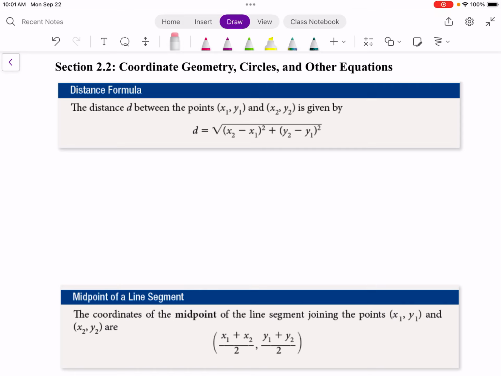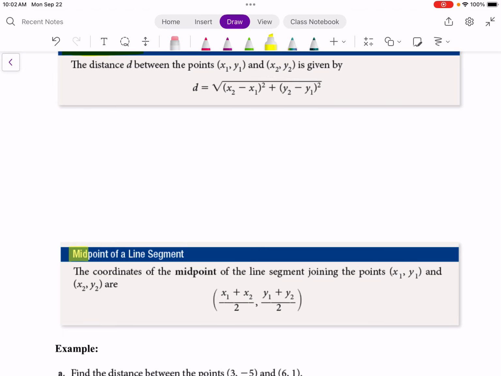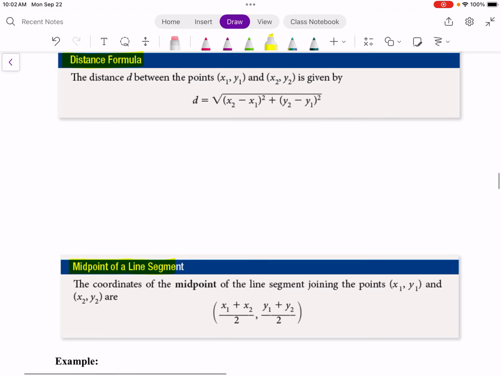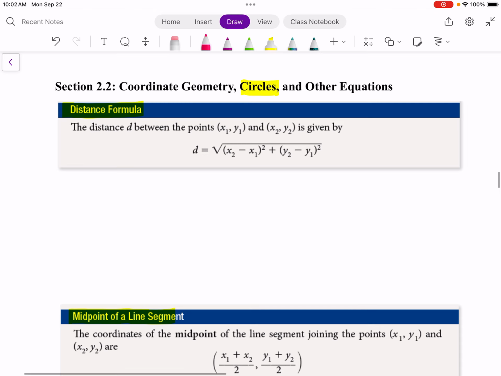In this section we will talk about circles. We'll try to find the equation of a circle, the center of a circle, and the radius of a circle, and also we will be talking about finding the distance between 2 points and finding the midpoint of a line segment. So let's take any 2 points.